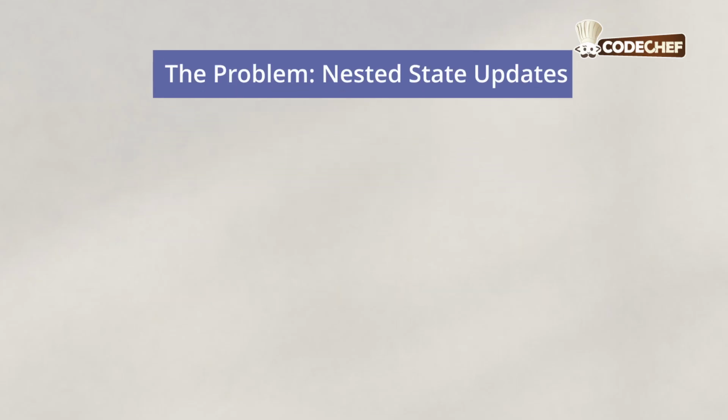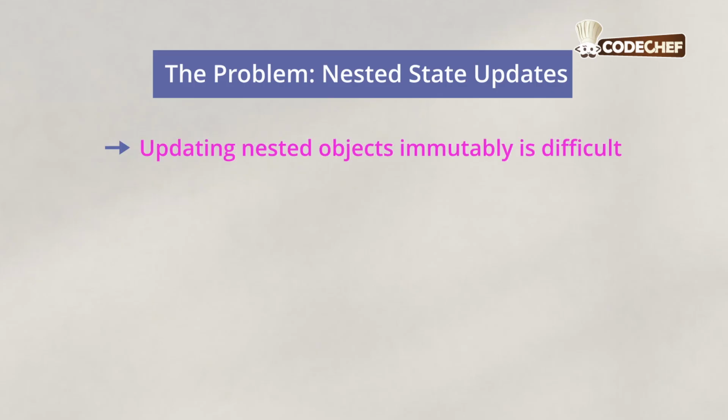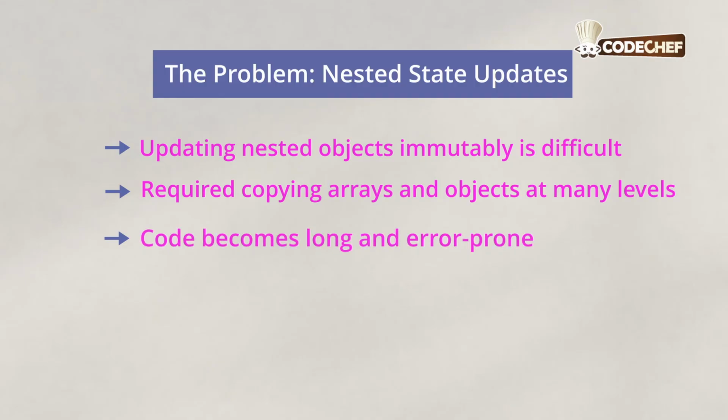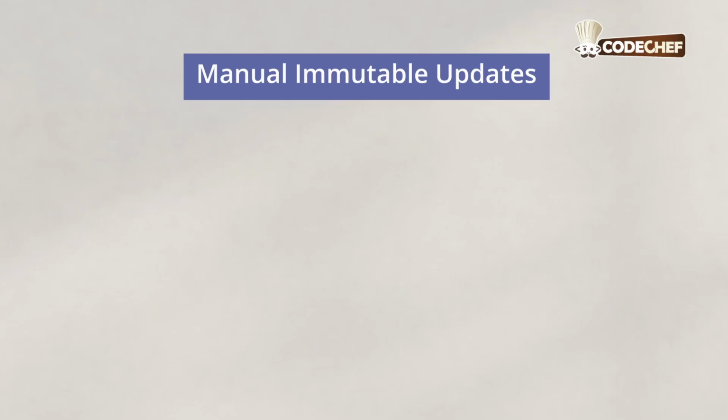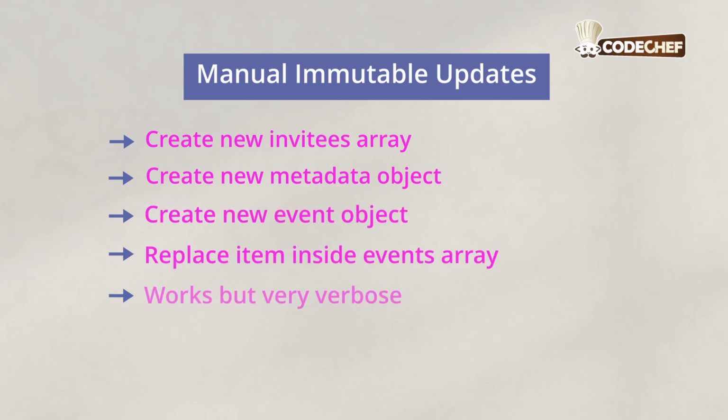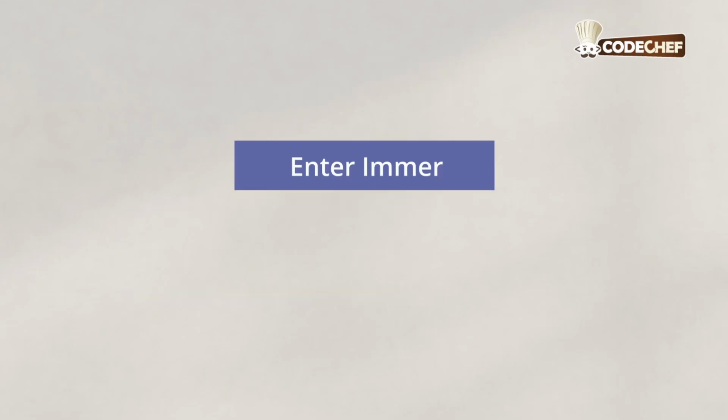When our state becomes deeply nested, simple updates become complicated. Instead of changing one value, we have to copy multiple layers like arrays and objects. This makes the code longer and increases the chances of making mistakes. To update nested data manually, we usually create a new array, then a new object, and then replace it back into state. This works, but the process is very verbose and hard to maintain, especially in real-world applications.